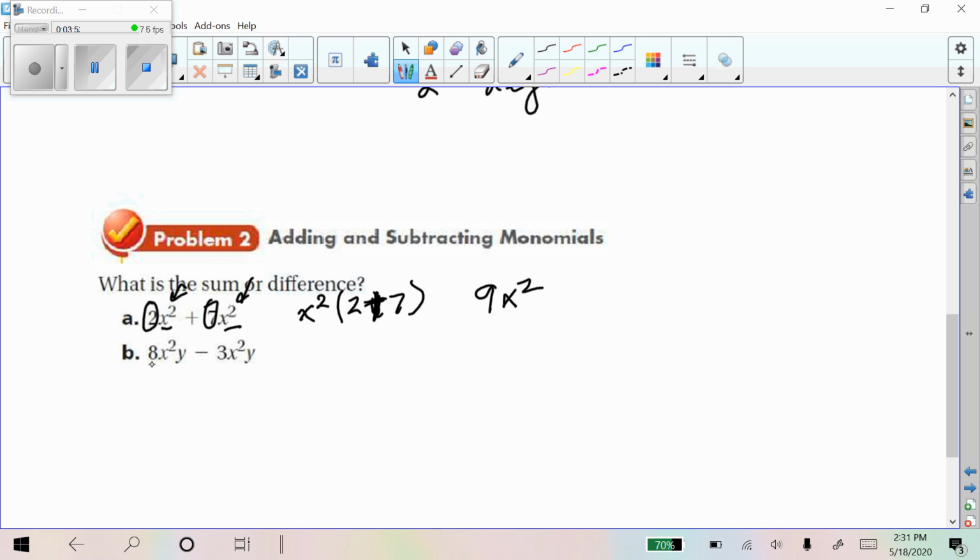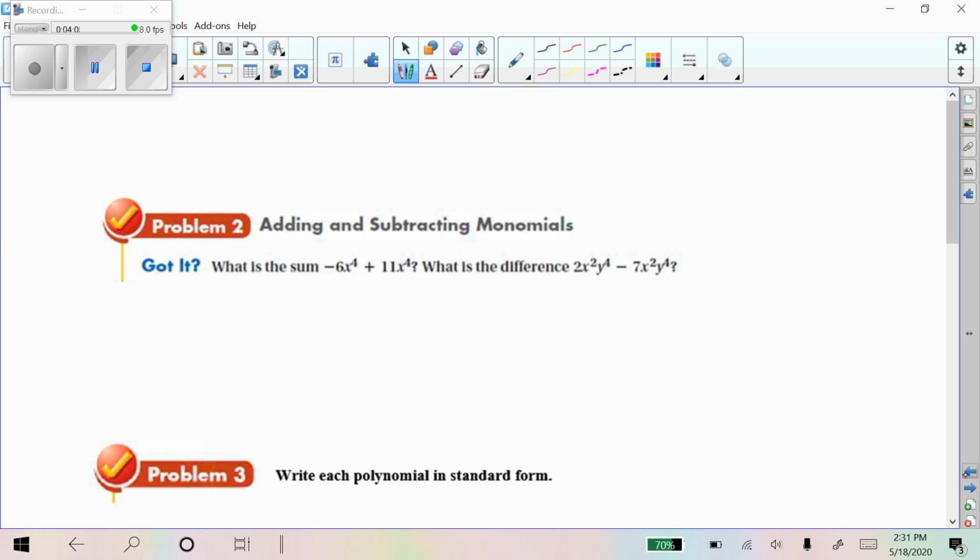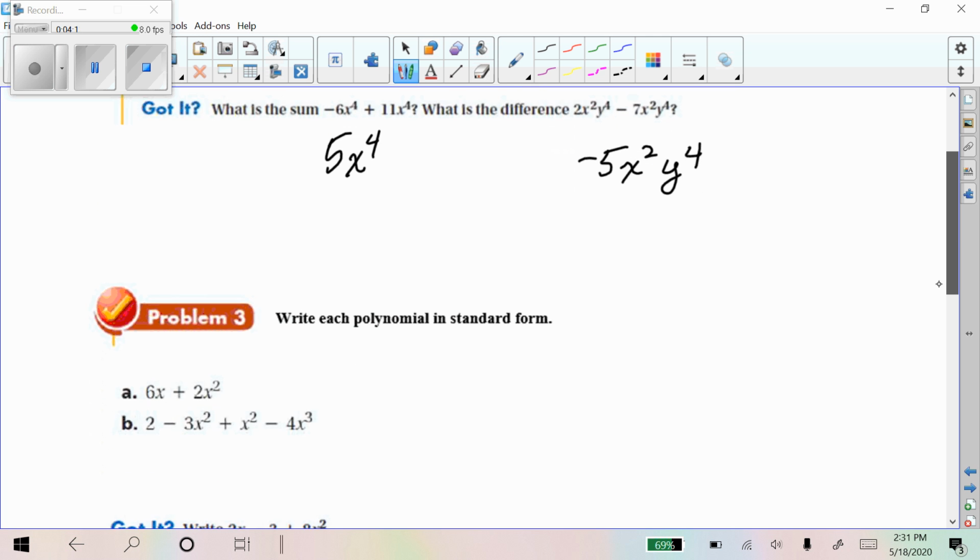Okay, so this next one we're going to add 8 and negative 3, which is 5, and the variables stay exactly the same. So it's 5x squared y. All right, why don't you try one of those? And those are the answers you should have got for those.